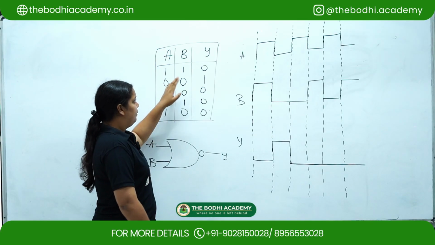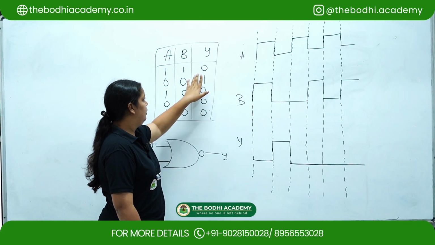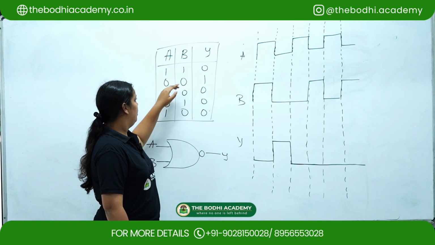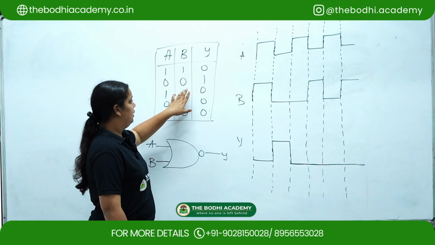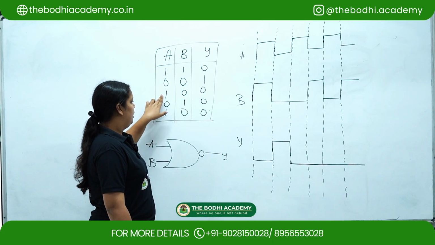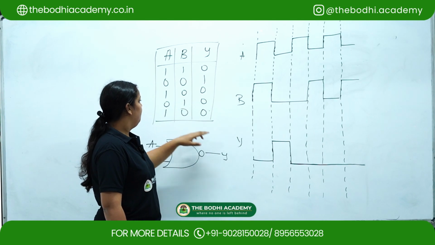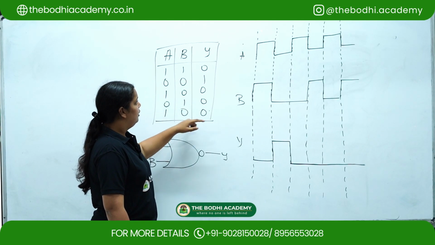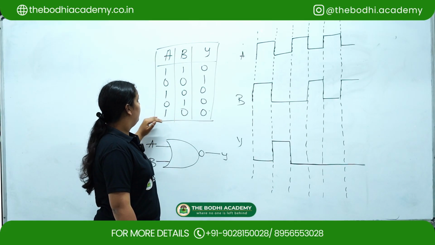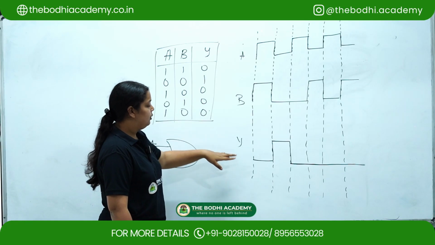For the first one, A is 1, B is also 1, and output is 0. For the second wave, A is 0, B is also 0 and Y is 1. For the third, A is 1, B is 0, so Y is 0. And for the fourth one, A is 0, B is 1, Y is 0. For the last one, A is 1, B is 0 and Y is also 0.